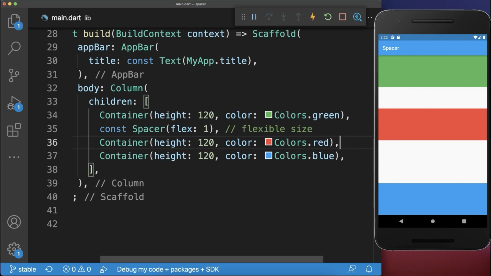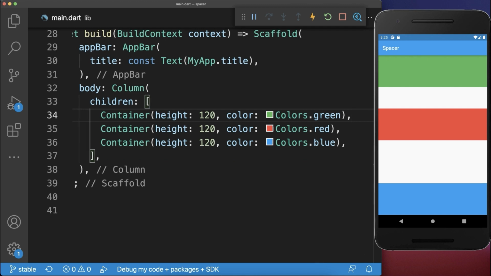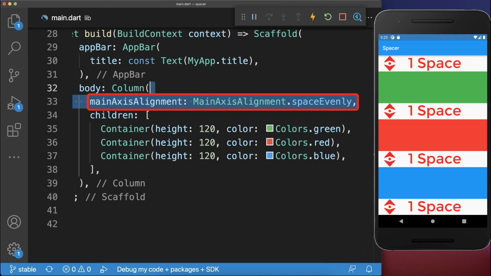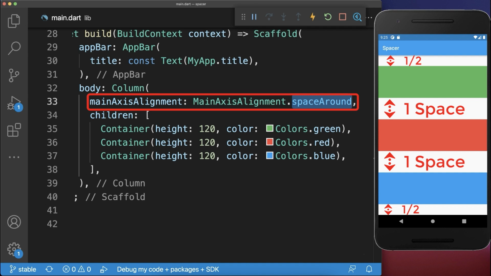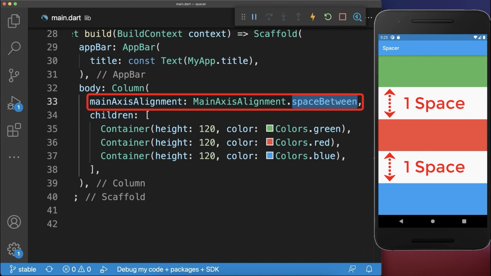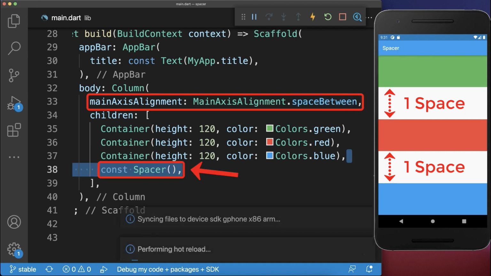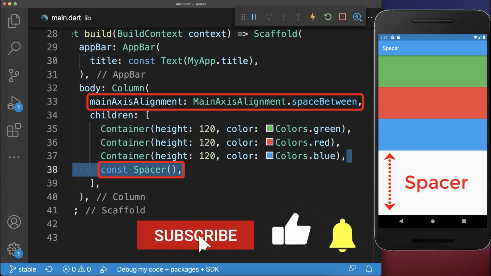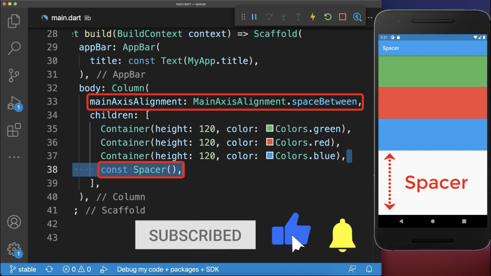You also could remove the Spacer widgets, and instead you could use the mainAxisAlignment spaceEvenly, spaceAround, or spaceBetween. If you combine the Spacer widget with these main axis alignments, then the Spacer widget has priority, and the main axis alignment doesn't matter anymore.